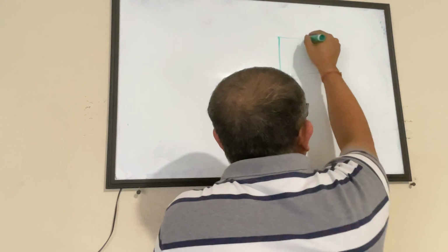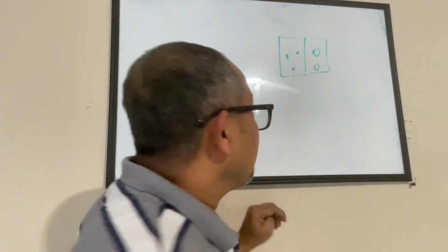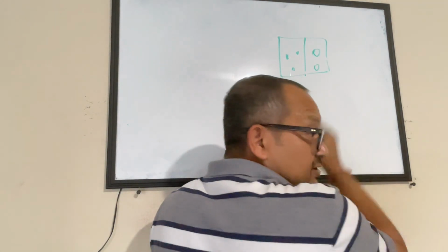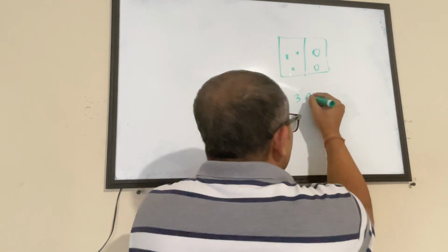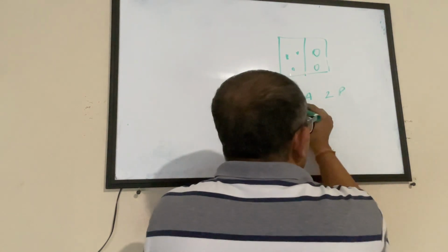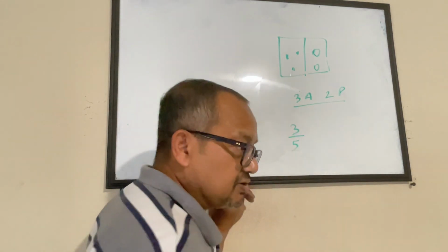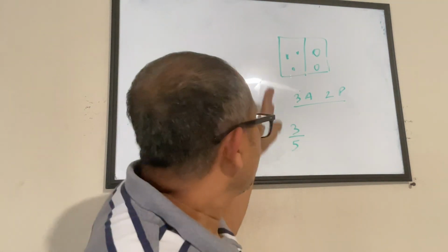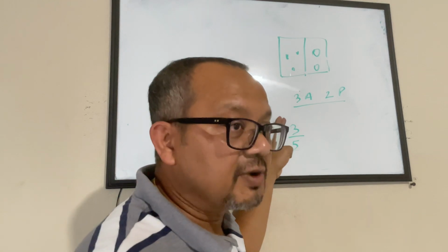Now, these are called related events. You cannot look at them in isolation. Now look at this. This was a simple fruit basket. You have 3 apples and 2 peaches. You're randomly picking. When you're making your first pick, what is the probability of getting an apple in the first go? Very simple, 3 out of 5.